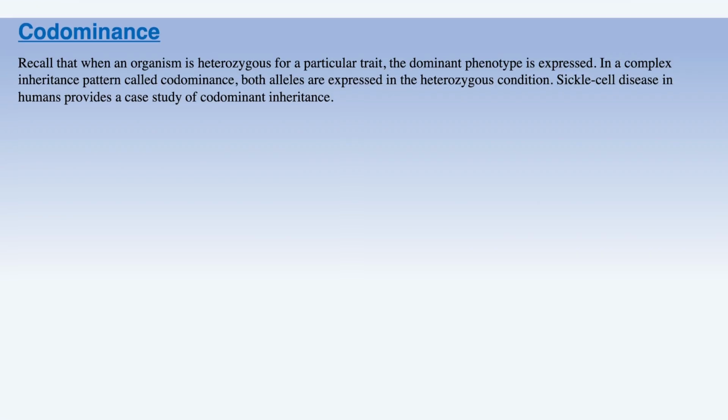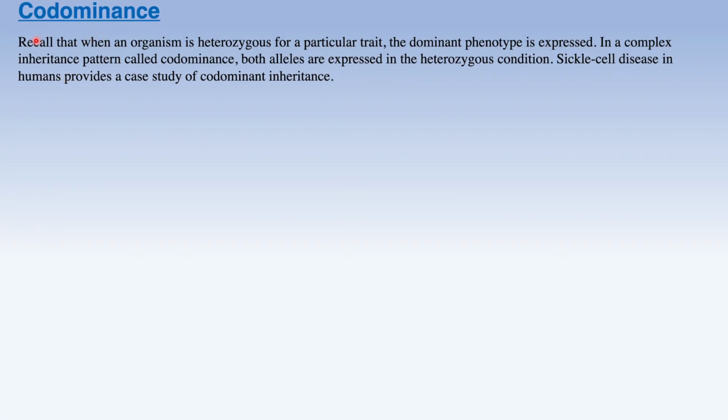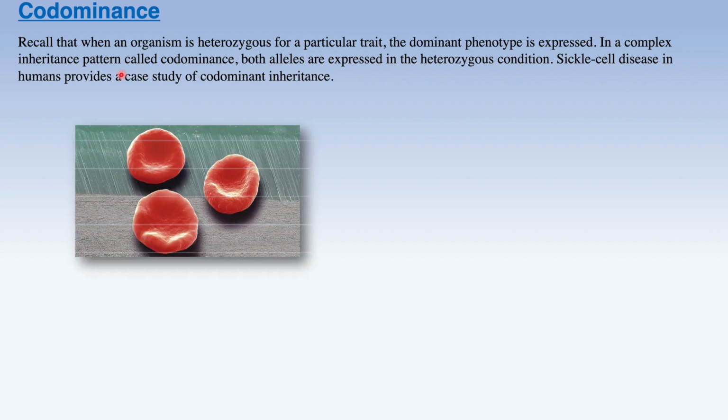Let's move to the second example, which is codominance. From its name, co means with. It's not like the incomplete. In incomplete, we have two dominant alleles, but they are not strong enough to show themselves. But in codominance, these two dominant alleles are strong enough to be expressed. I'll give you an example.